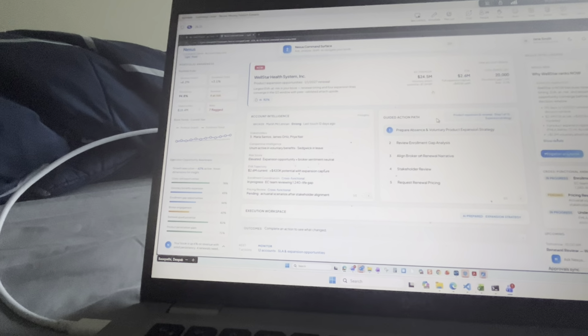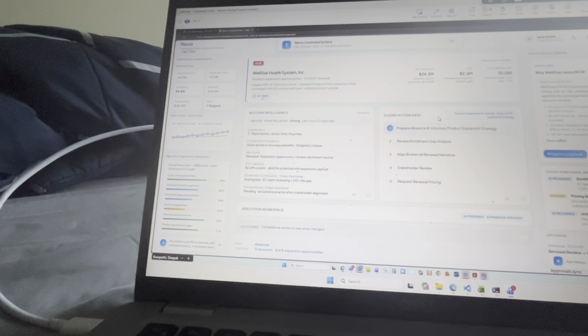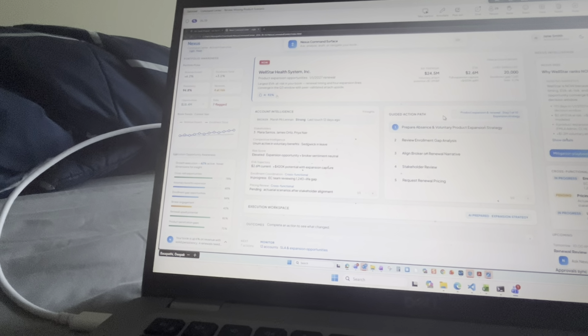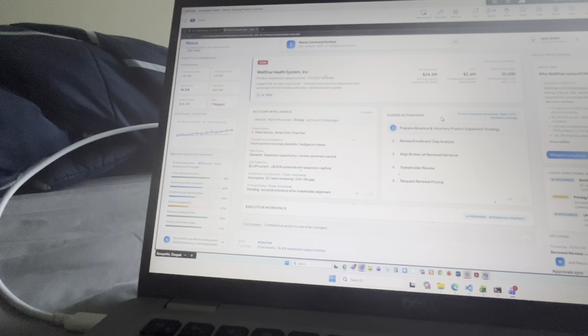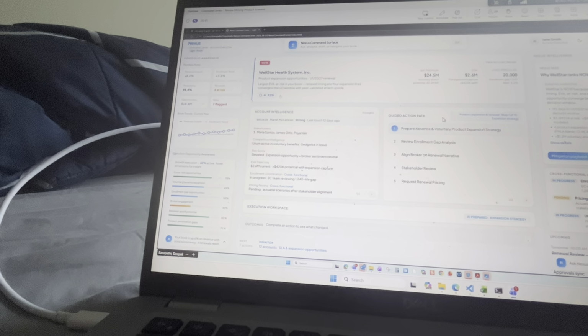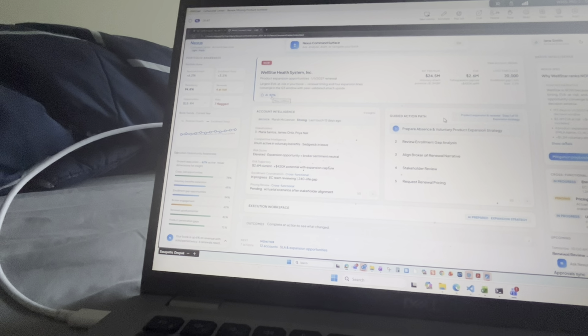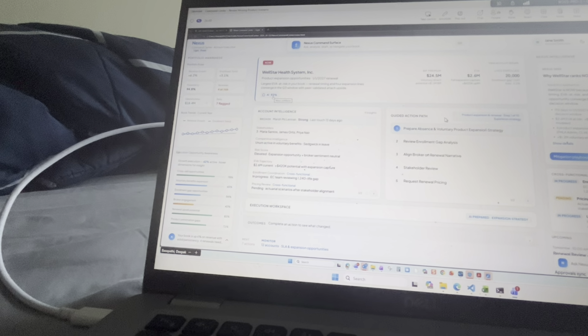So AI is evaluating all of those signals, and it is giving you a confidence score. This is why I'm recommending this opportunity that you need to work on now, because it's a high confidence score.